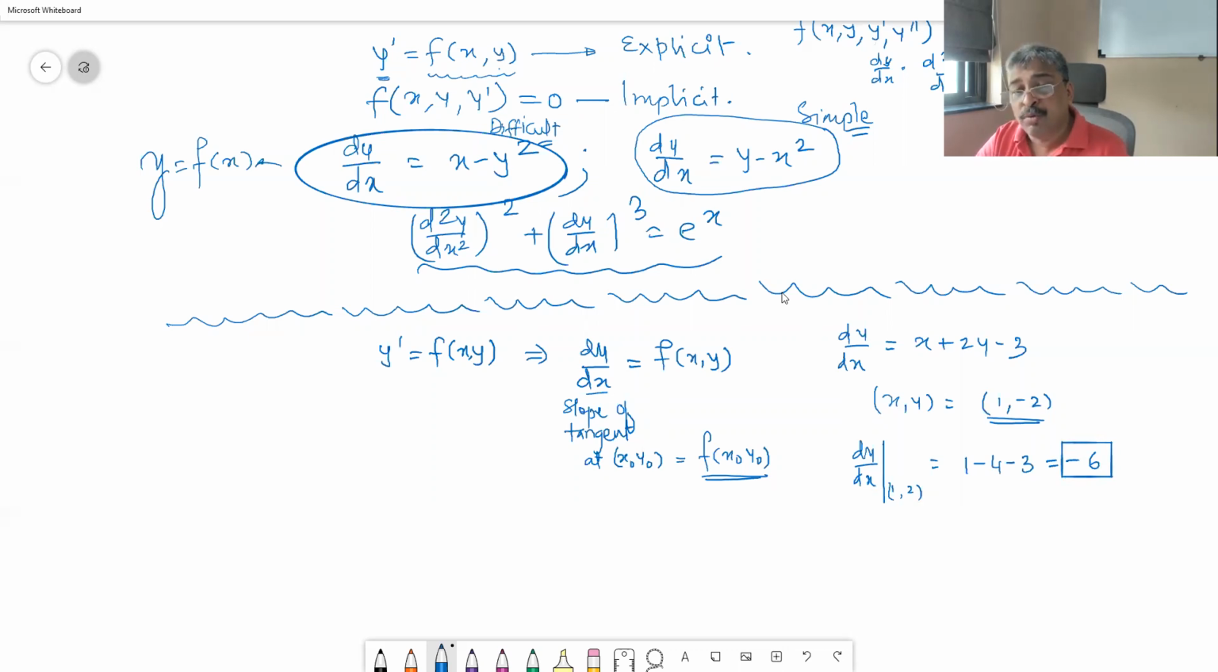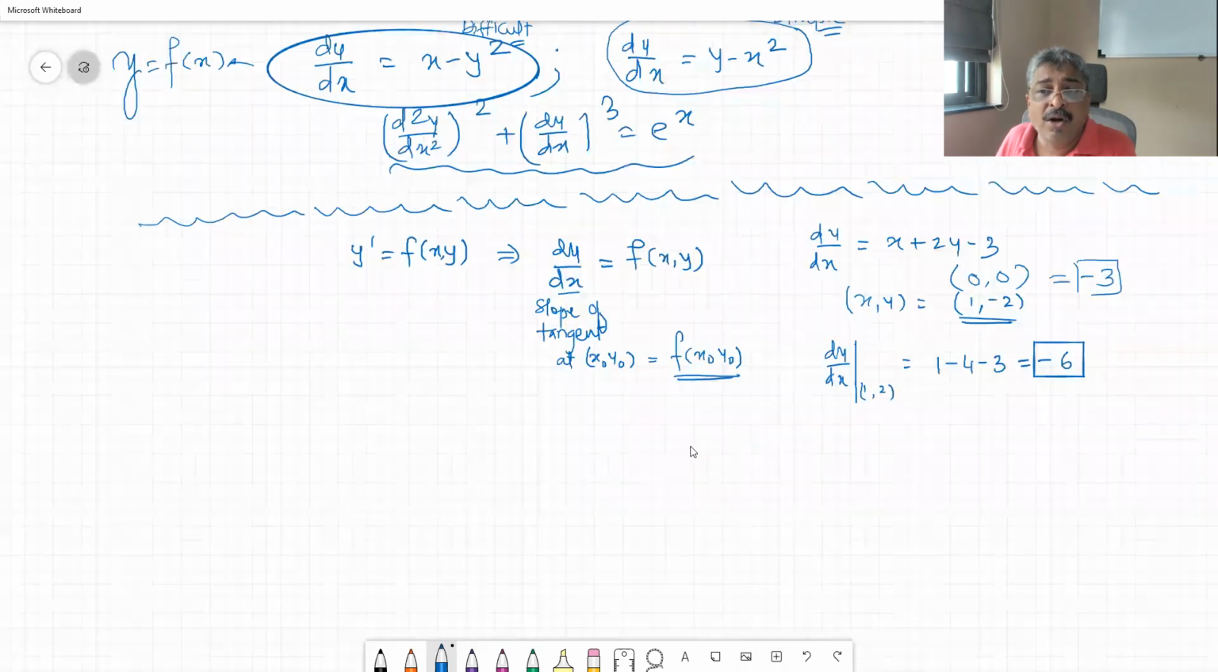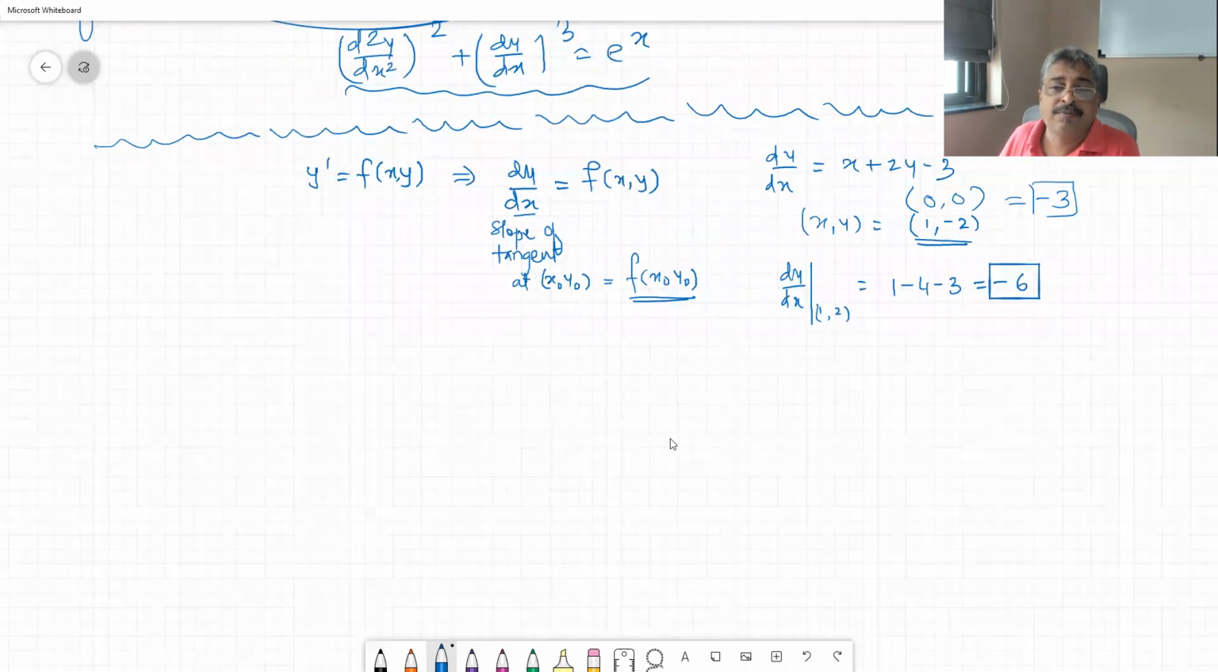At 1 comma minus 2, you will have a slope of tangent. It also means that at 1 comma minus 2, the function is going to be differentiable. There exists a unique tangent, with slope minus 6. If you put some other point, 0 comma 0, what is the slope of the tangent at the origin? It will be minus 3. And so on.